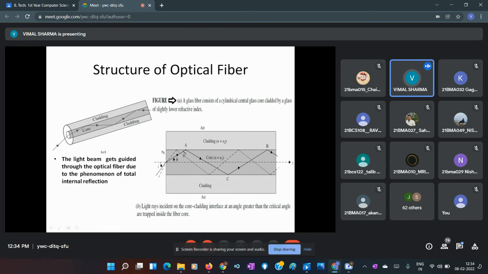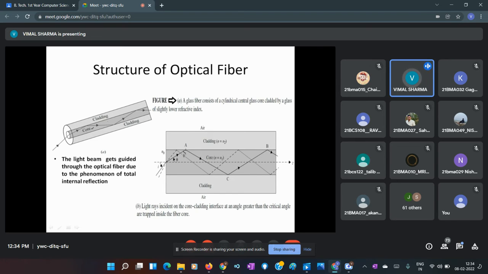So let me tell you, as I have already told you, that the principle of propagation of light through optical fiber is total internal reflection. So let me tell you what the structure of optical fiber is. You can see here these are two coaxial cylinders. This inner coaxial cylinder is called the core part of optical fiber, and the outer cylindrical part is called cladding.